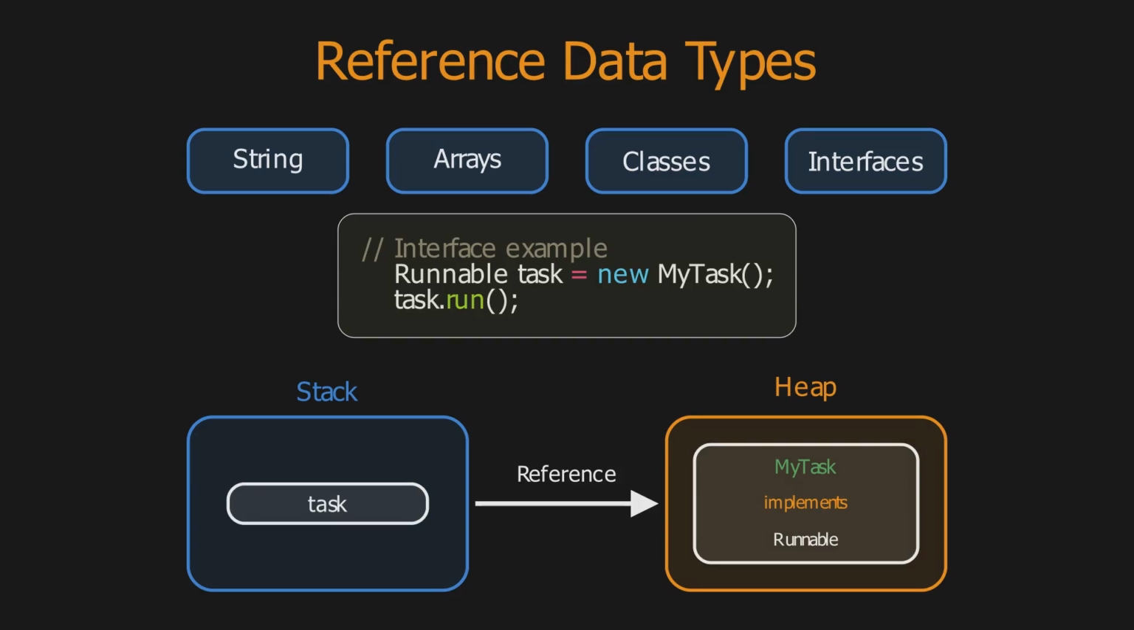It allows multiple variables to reference the same object, creating more flexible and memory-efficient programs. Understanding the distinction between primitive and reference types is crucial for effective Java programming, especially when dealing with method parameters, equality comparisons, and garbage collection.